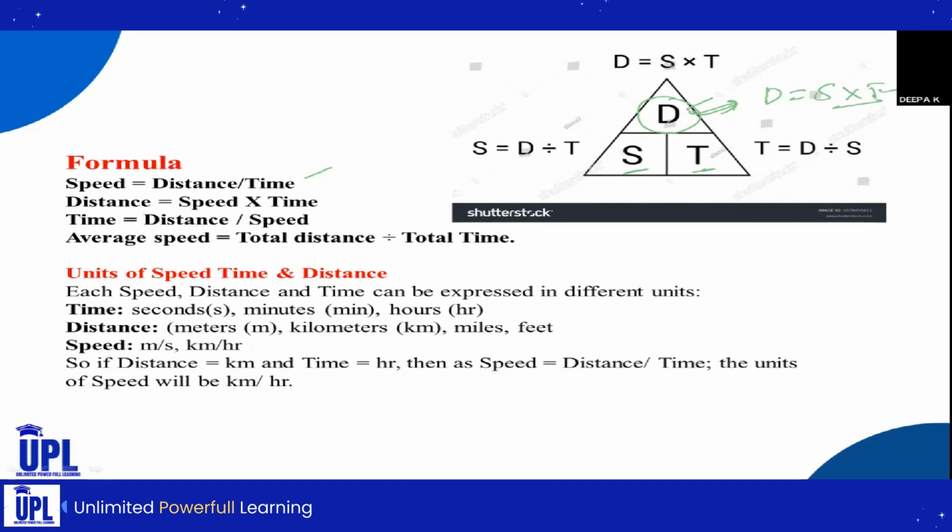And come to the speed formula. We want speed here. I am going to take T to the left hand side. So D divided by T is equal to S. This is a formula to find out the speed. So for distance it is speed into time, and speed is equal to distance divided by time. Then what about time? A time is equal to, interchange: in place of T take S, in place of S take T, that becomes D divided by S.